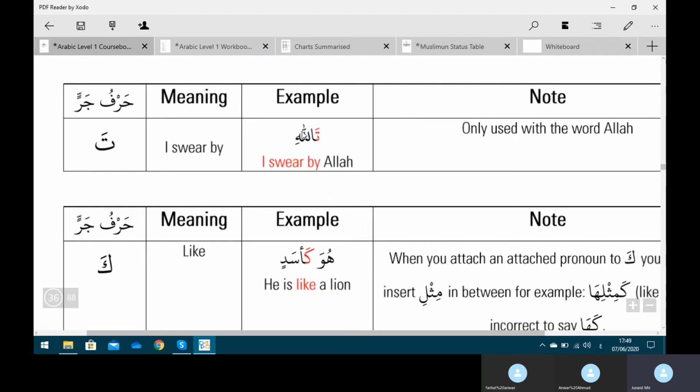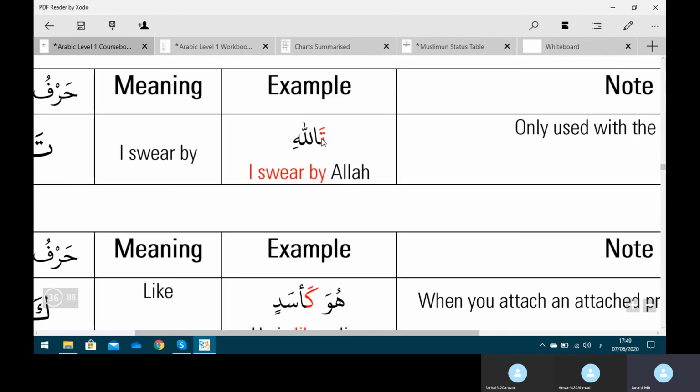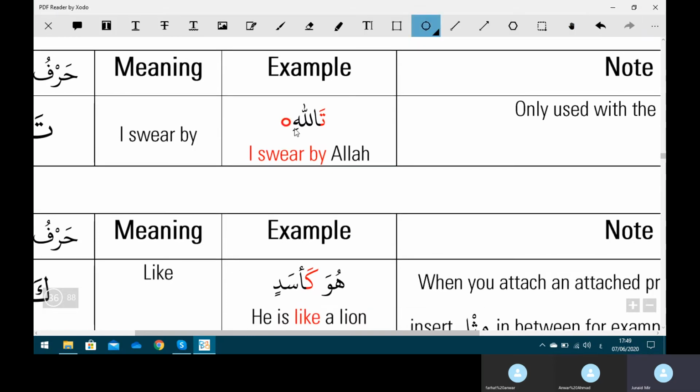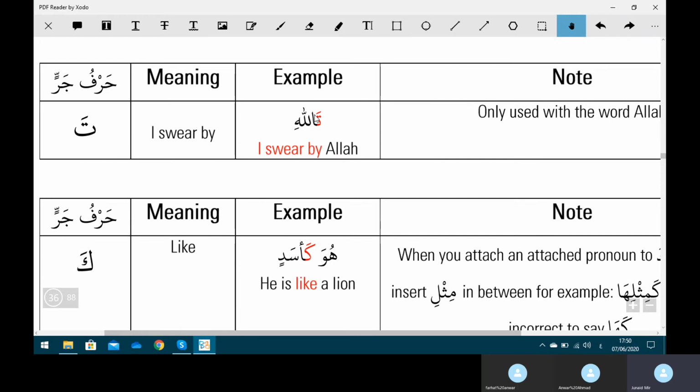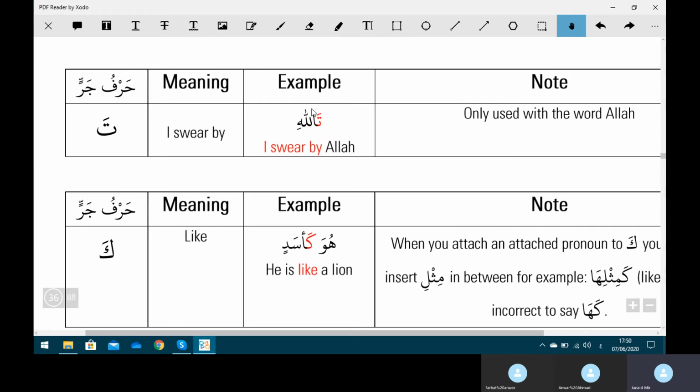The main thing to take away is, number one, ta is a harf jar. That's why it's Allahi and not Allahu. We made it jar because of the ta. It's not Tallahu. That's wrong. Tallahi with a kasra because it's jar. And it's used to make a qasam. That's the meaning of ta, and it's only done with the name Allah.